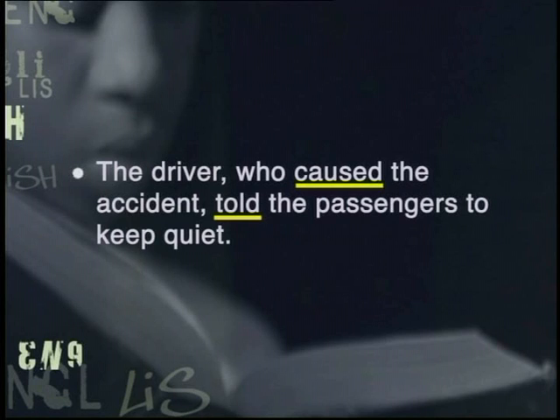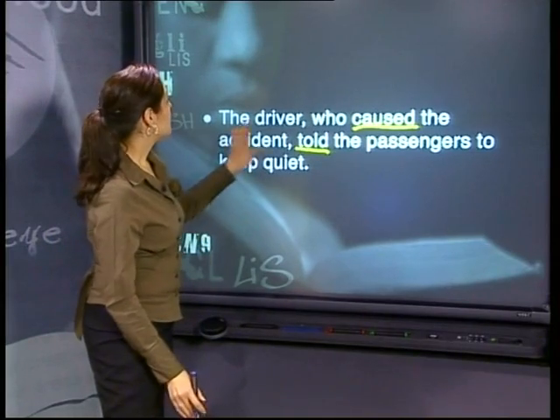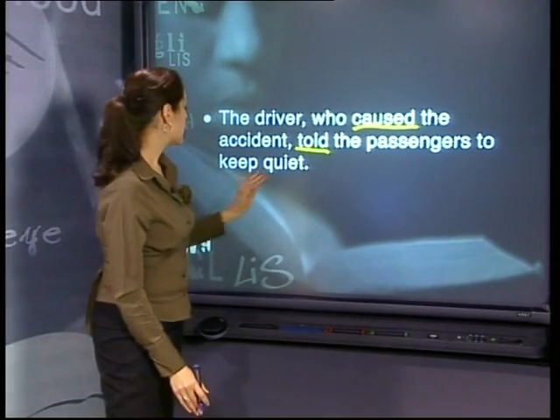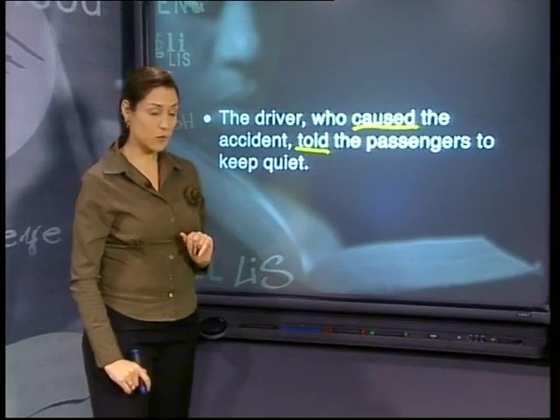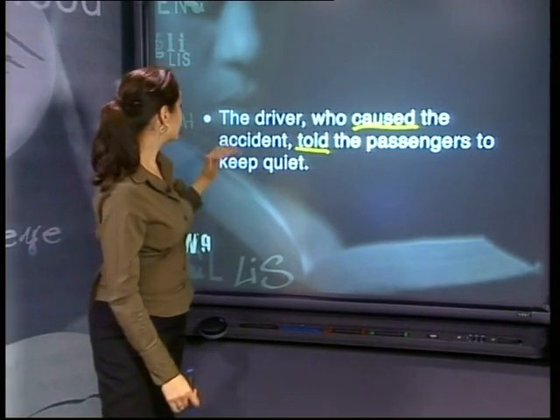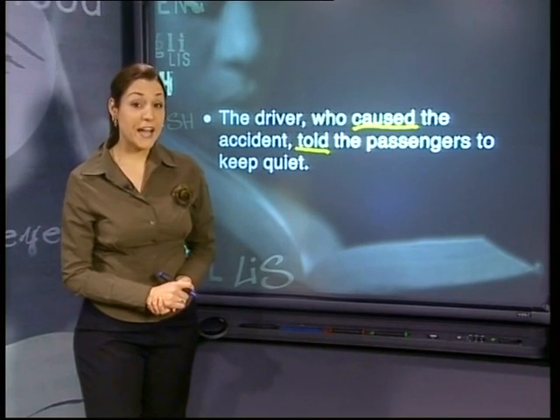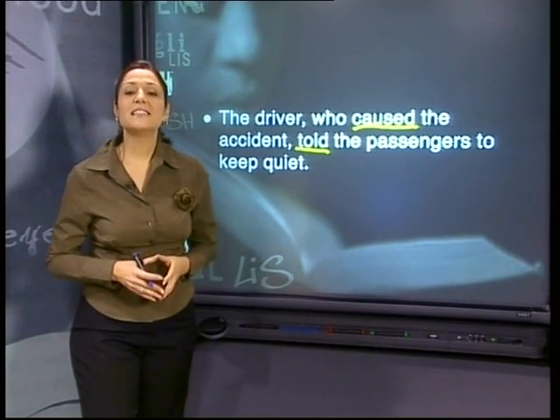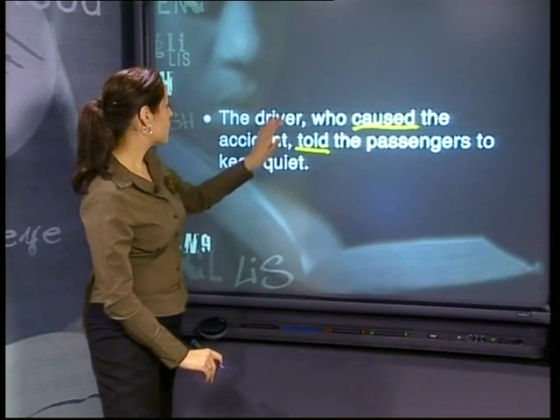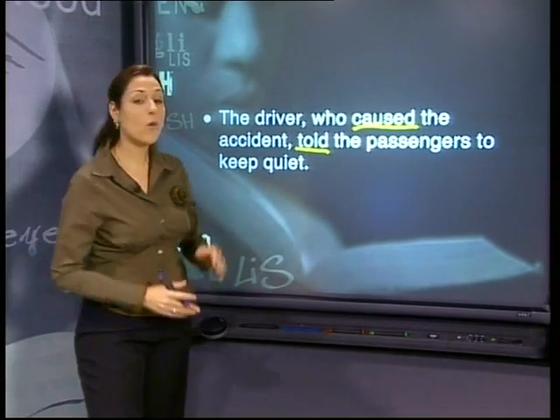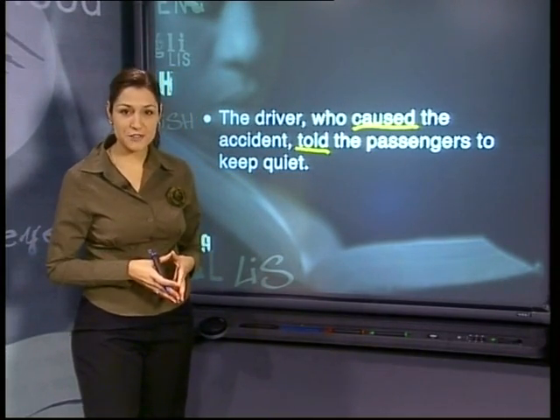In this sentence, it's a little bit tricky because one clause is in the middle of the other. But the commas will help us to sort out and keep the subject with the finite verb. The driver told the passengers to keep quiet is the first clause, and who caused the accident is the second clause. Now, can you spot the main clause? If you identified it as the driver told the passengers to keep quiet, you can be proud of yourself.